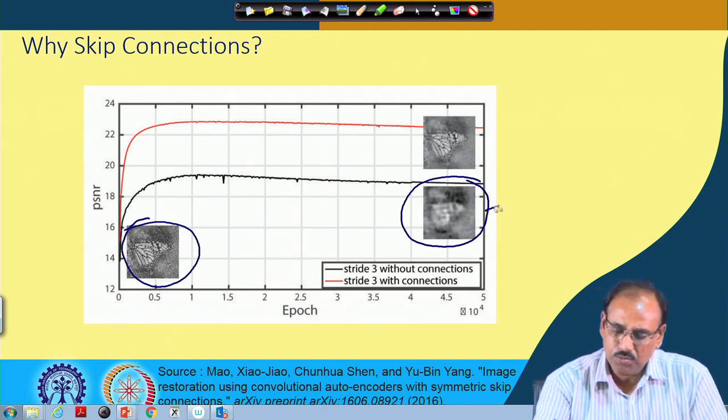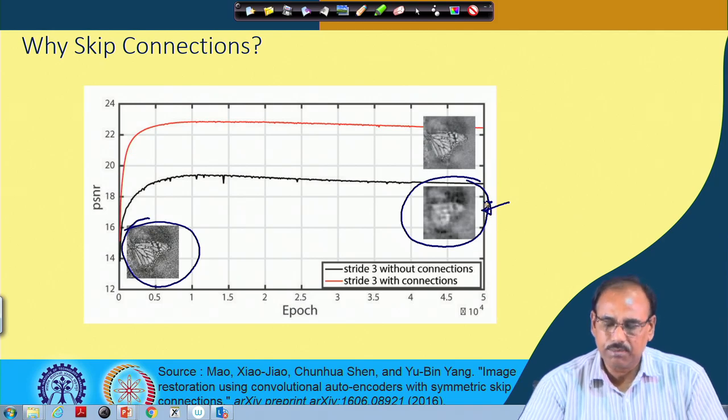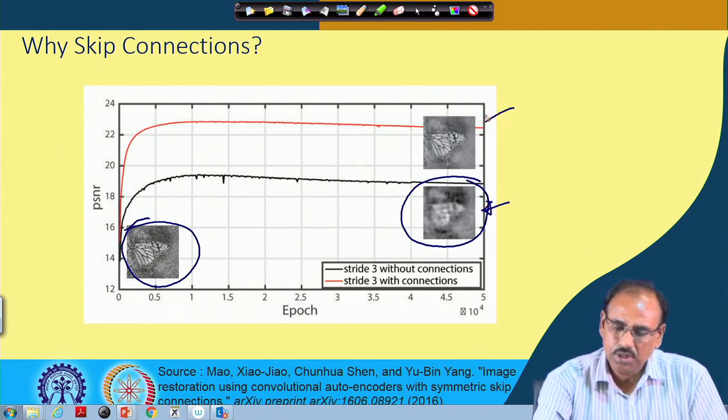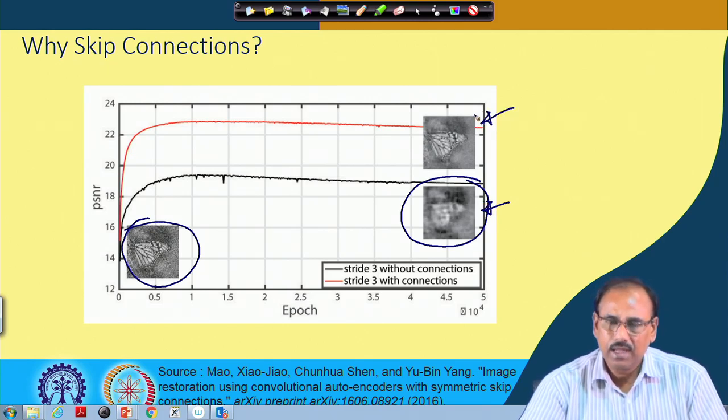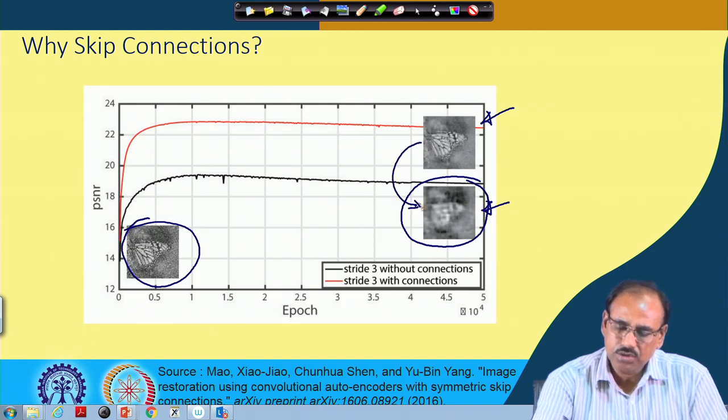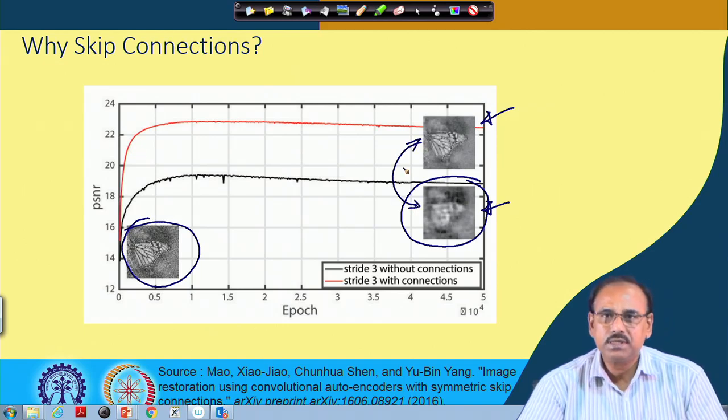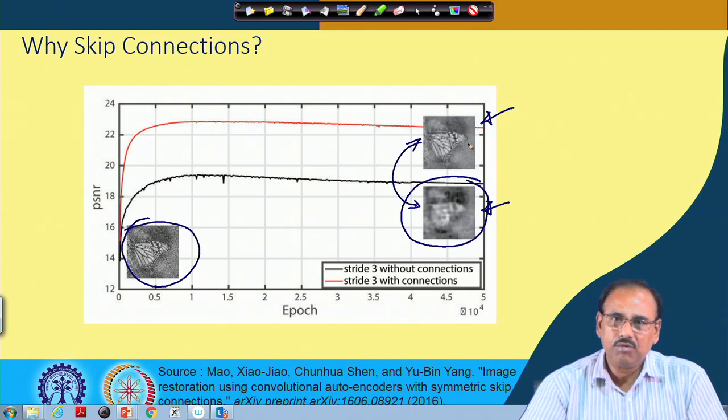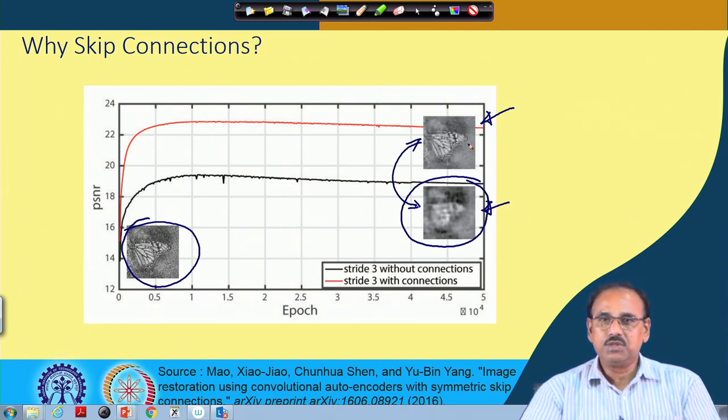So, this is the output without skip connection, and this is the output that you get with skip connection. And if you compare these two restored images, it is quite obvious that the quality of the image that you get with skip connection is much better than the quality of the image that you get without skip connection, which is simply convolution and deconvolution layers, but there is no skip connection operation.